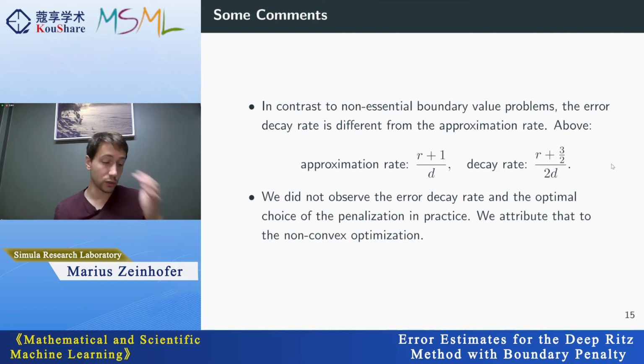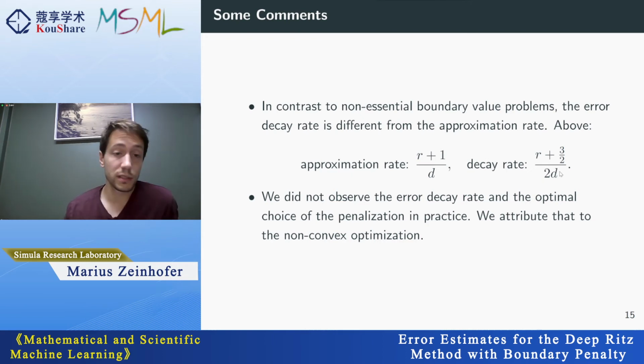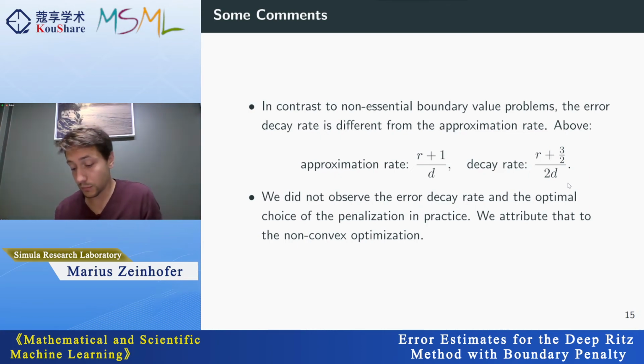So far, so good with the rigorous results. I also want to stress that this rate might not be optimal because we don't know yet whether the networks can approximate with the same rate with exact 0 boundary values or not. So that is still open, so don't take this rate to be optimal.